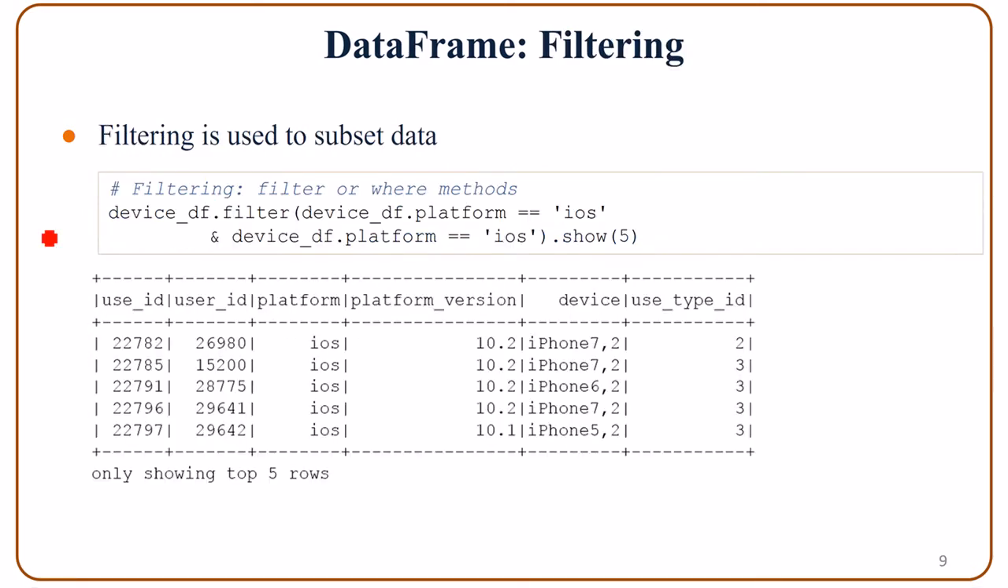How can we filter data? So in order to filter data, we call the filter method on the data frame and give it the conditions. So the first condition here is the platform. The column platform has to be equal to iOS, and the column platform.